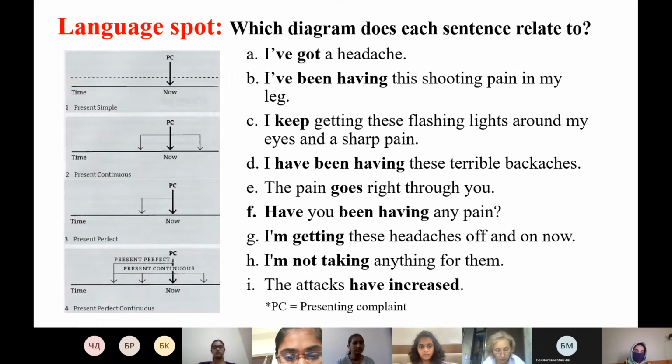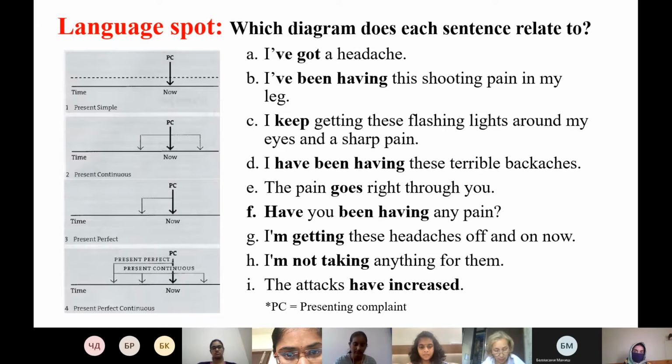Okay. Rayapati Sai Bhagavi. So, sentence F, please. F: Have you been having any pain? Present perfect continuous. Exactly.